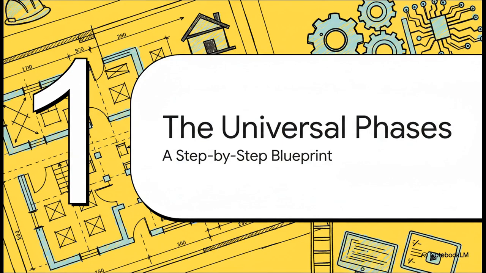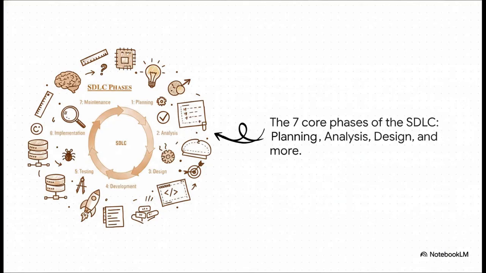Okay, so what's actually in this blueprint? Just like building a house, right? You can't just start throwing up walls without a solid plan. There are these universal phases that pretty much every single project goes through, and getting a handle on them is absolutely key. So let's take a closer look. It pretty much boils down to these 7 core phases.